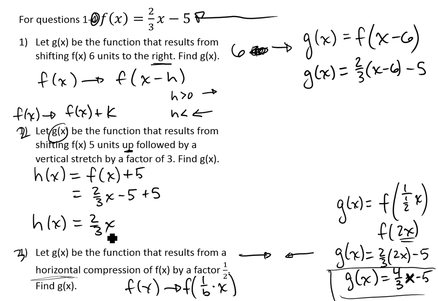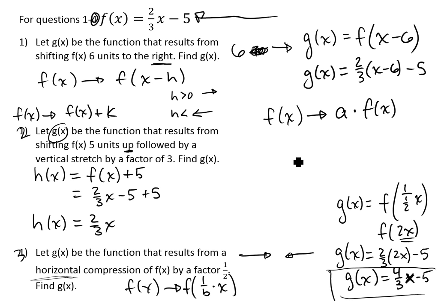Now I need to do my vertical stretch by a factor of 3. Whenever I want to do vertical stretches or compressions, the mapping looks like this. f of x gets mapped to, very simply, a times the function. When I'm doing horizontal stretch or horizontal compression, notice that I changed the argument. It becomes 1 over b times x. That was in number 3. But up here, I'm going to multiply the output by some value a. So f of x gets mapped to a times f of x.